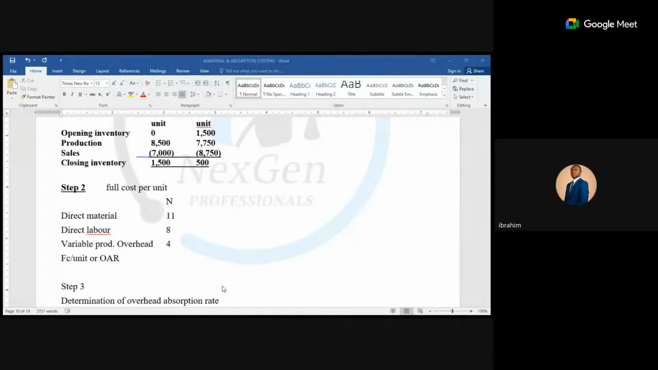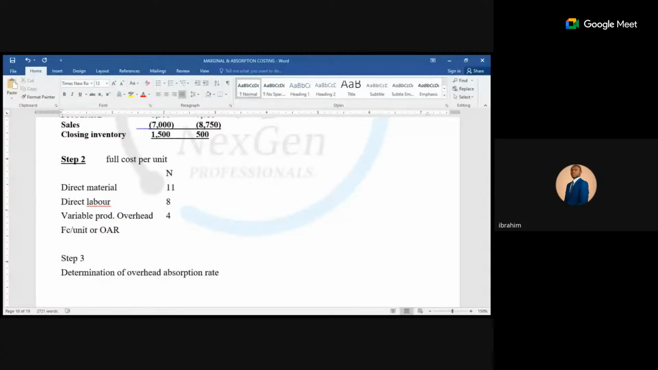What is another name for overhead absorption rate? Predetermined rate. Predetermined overhead rate. When you see a predetermined or overhead predetermined rate, it is the OAR, right? If you check the material, it's actually there. Now, determination of overhead absorption rate, which is OAR, or fixed cost per unit, class.